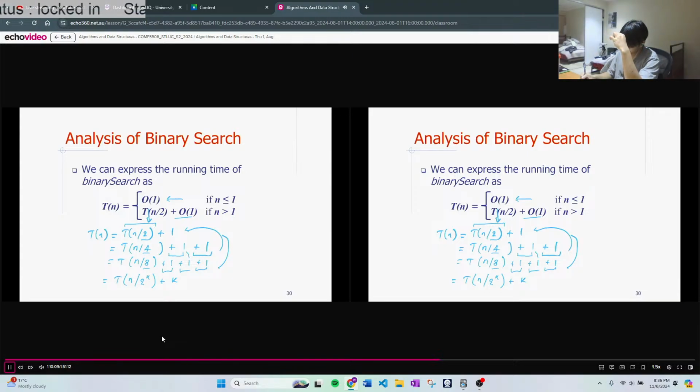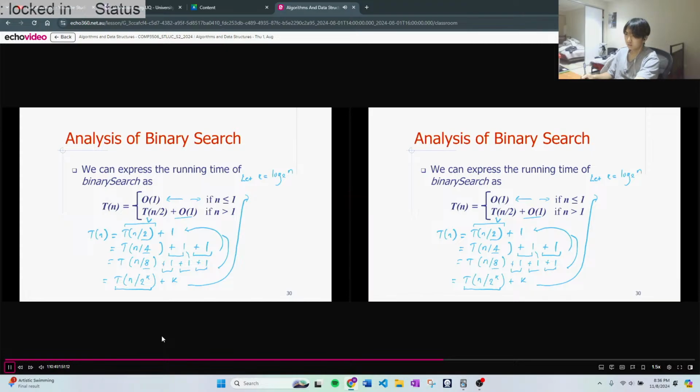The last thing I need to do is get this back to the base case. How can I get n to be 1 here? What can I let k equal to make t of n over n? Because I want n over n is 1. I want t of 1. So what is it? Let k equal log what of n? Log 2 of n.